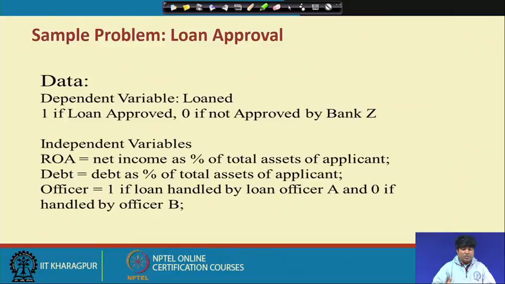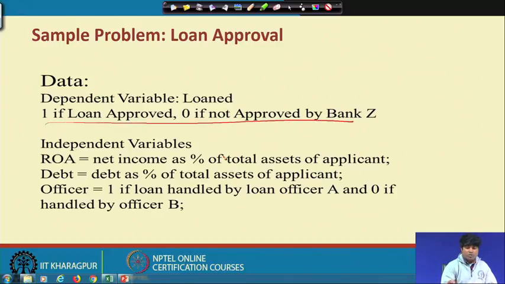So, now we have a spreadsheet with plenty of data, out of which some are approved cases and some are not approved cases. It is predicted through a couple of independent variables, and your dependent variable is loan approved or not approved, that is a yes/no type of thing. If it is approved, the yes case we put 1, and the no case we put 0. It is predicted with independent variables: return on assets, net income as a percent of total assets of a particular applicant, debt as a percentage of total assets of that applicant, and the officer who is in charge of handling this kind of loans.